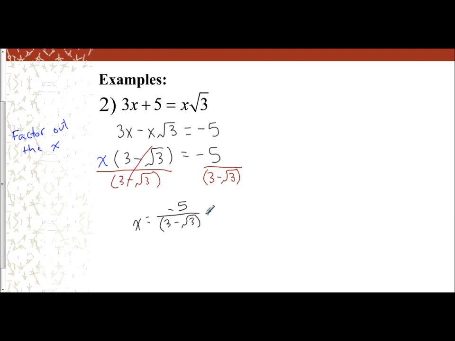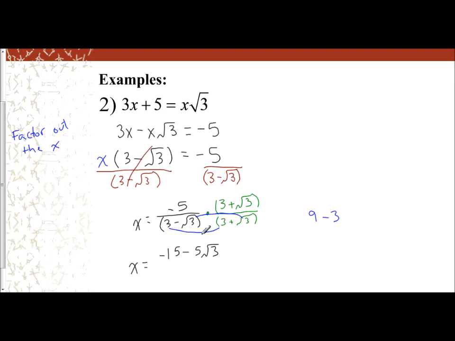I'm going to have to multiply the top and bottom by the conjugate of the bottom, which is 3 plus square root of 3. 3 plus the square root of 3, multiplied by a clever form of 1. So if I distribute across the top, I'm going to get negative 15 minus 5 square root of 3. If I distribute across the bottom, remember the whole point is to get the radical to cancel. And so what you're going to have is 3 times 3, which is 9, minus radical 3 times radical 3, so minus 3.